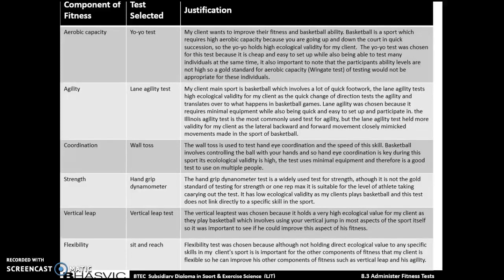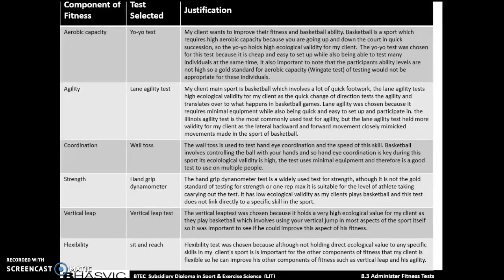So for the wall toss test, the wall toss is used to test hand-eye coordination and the speed of this skill. Basketball involves controlling the ball with your hands, and so hand-eye coordination is key during the sport. Its ecological validity is high. The test uses minimal equipment and therefore is a good test to use on multiple people.